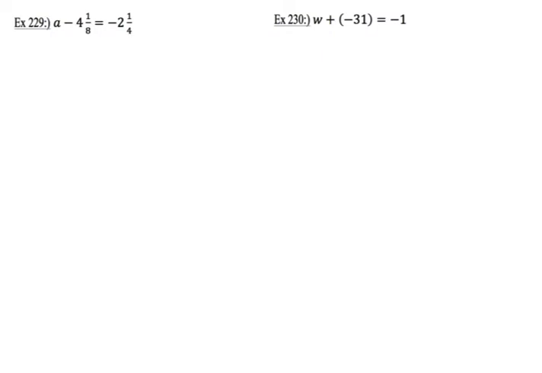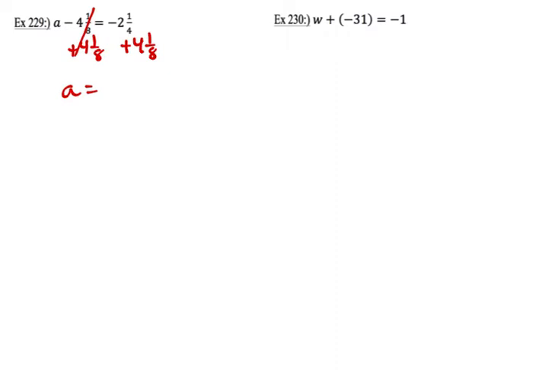Okay, next example. a minus 4 and 1/8 equals negative 2 and 1/4. To get rid of negative 4 and 1/8, I need a positive 4 and 1/8. That gets rid of this. a equals, I need to do a little bit of math here with the fractions. 4 and 1/8 and negative 2 1/4. The positive's bigger, so it ends up winning.